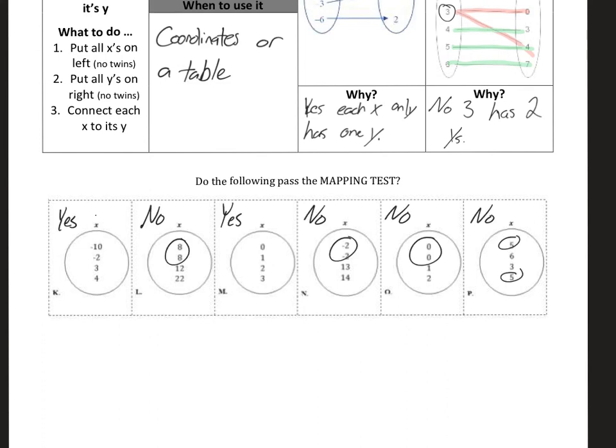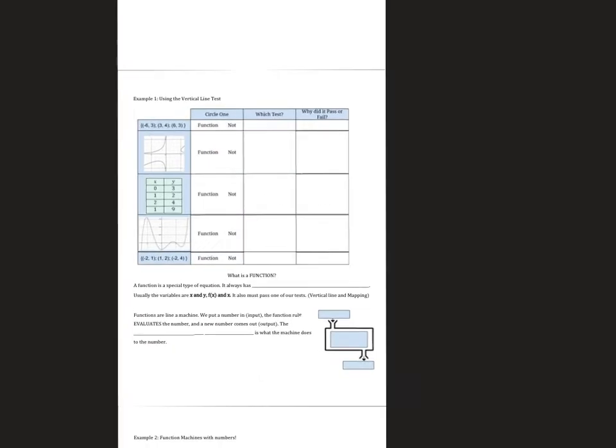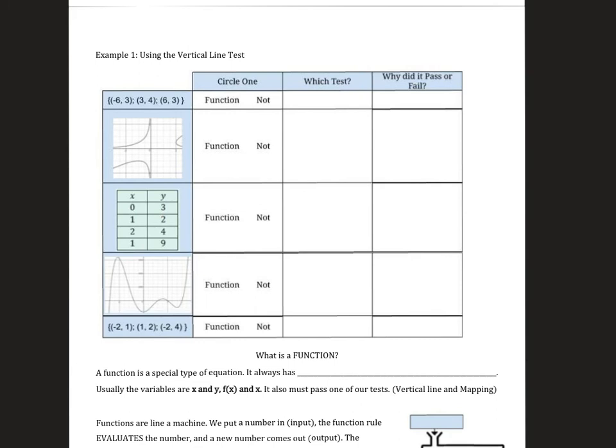Okay, so we should have gotten K is yes, all the numbers are different. I is no, because they're 2 8s. M is yes. N is no, because there are 2 negative 2s. O is no, because there's 2 zeros. And P is no, because there are 2 5s. So let's go ahead and go to the next page.